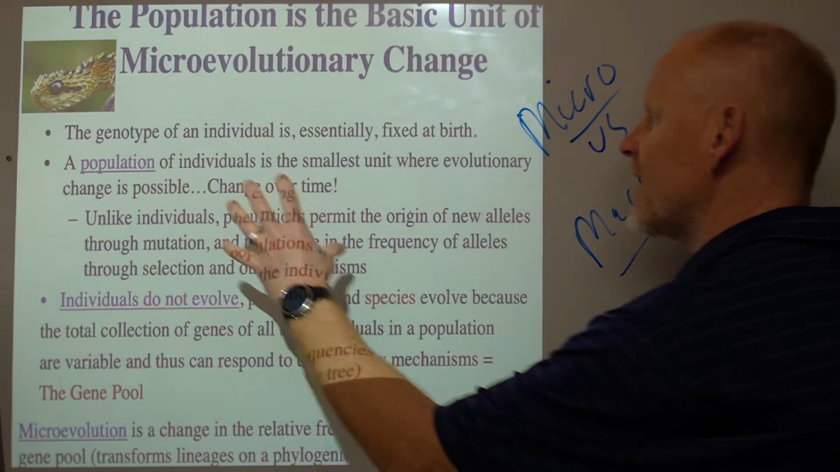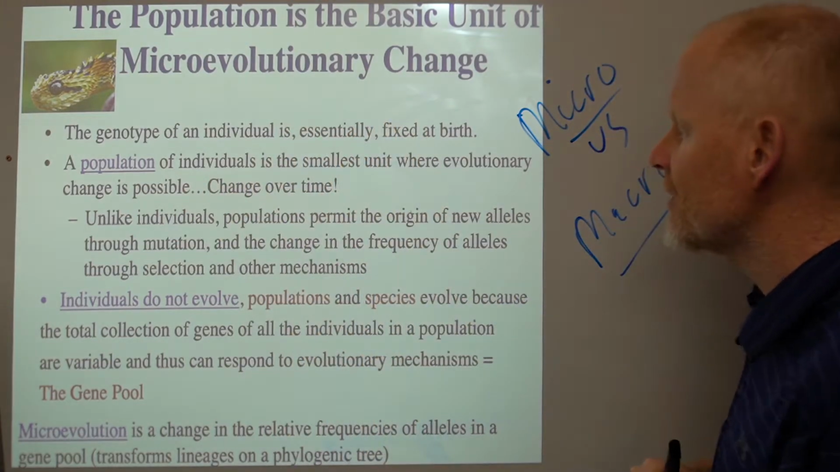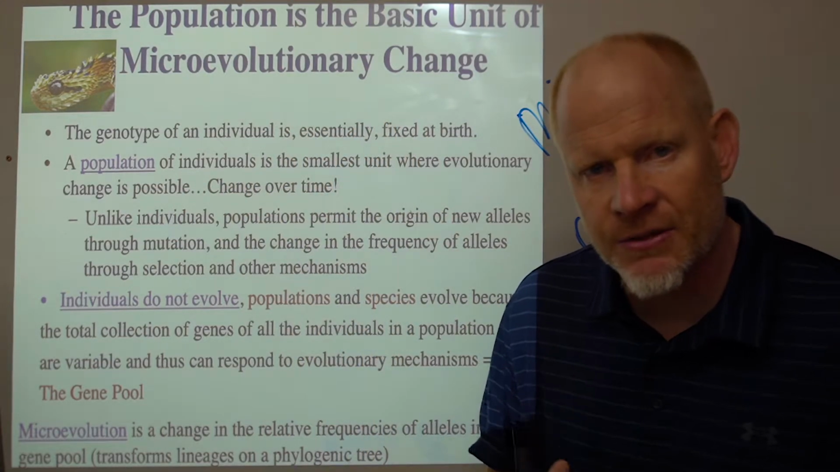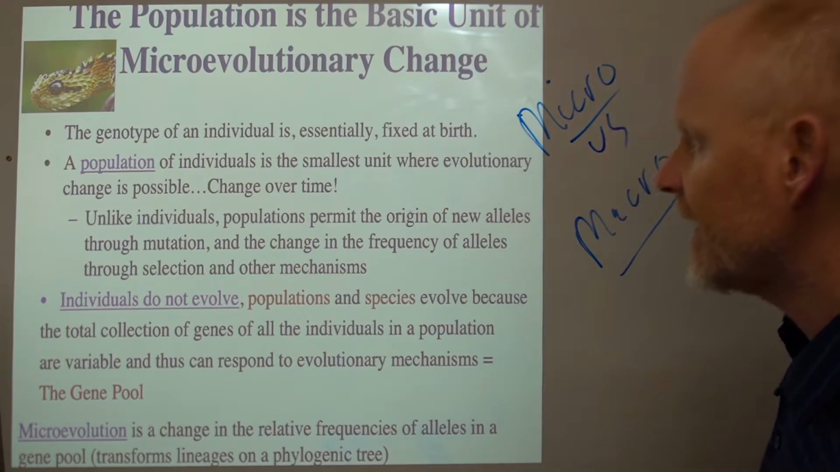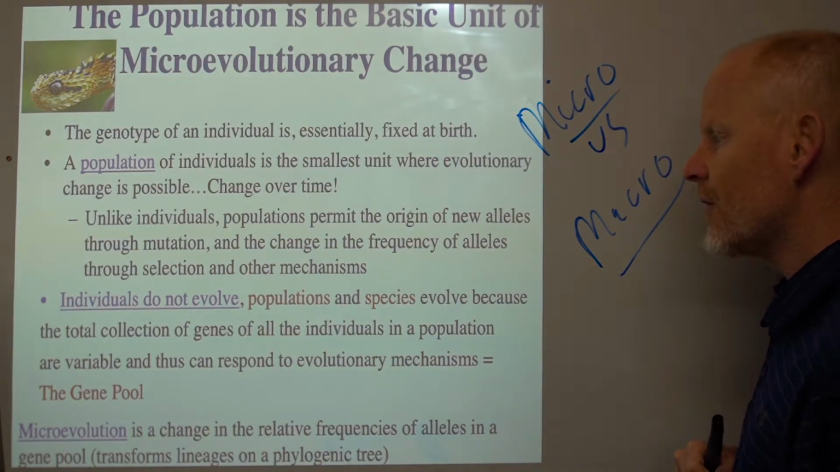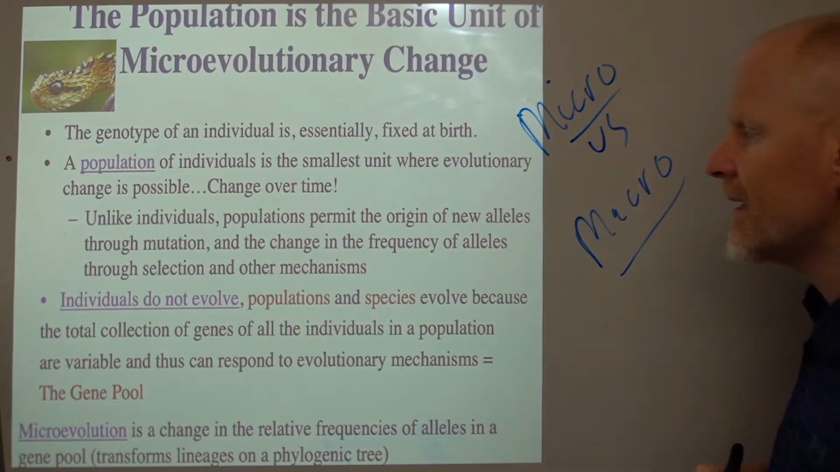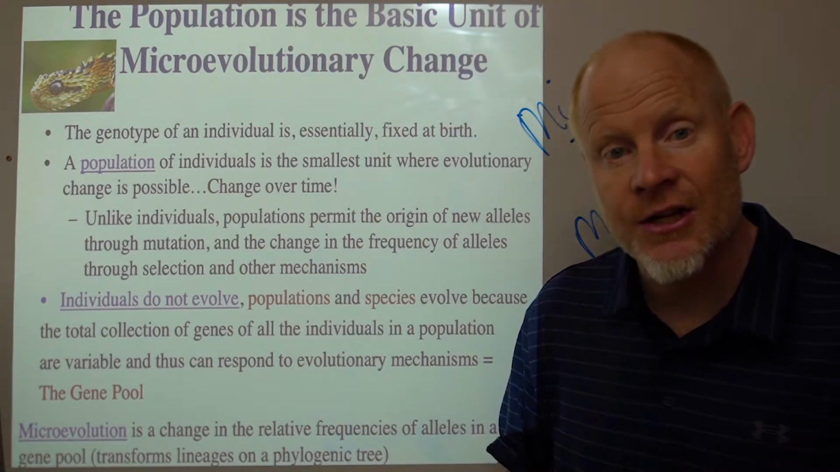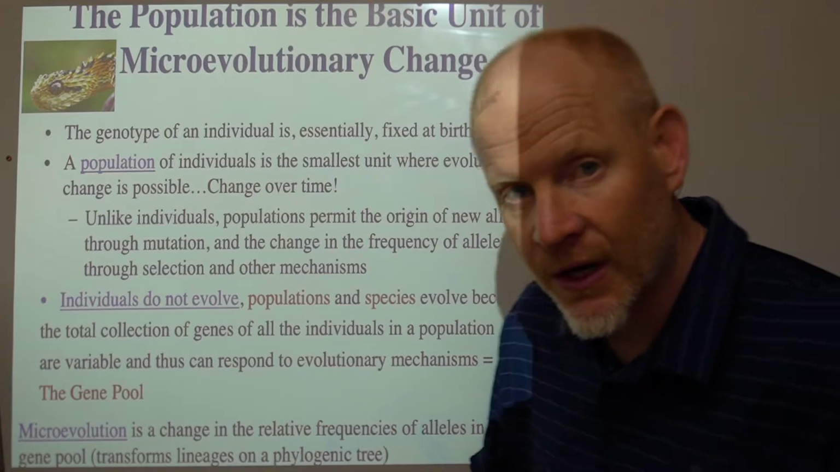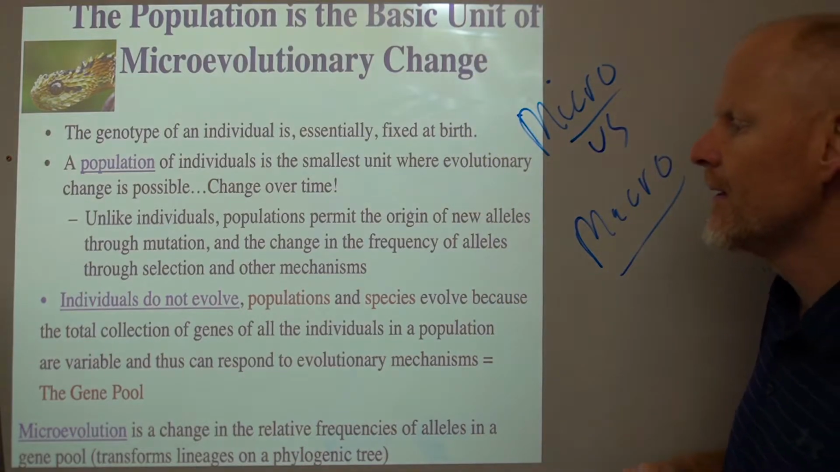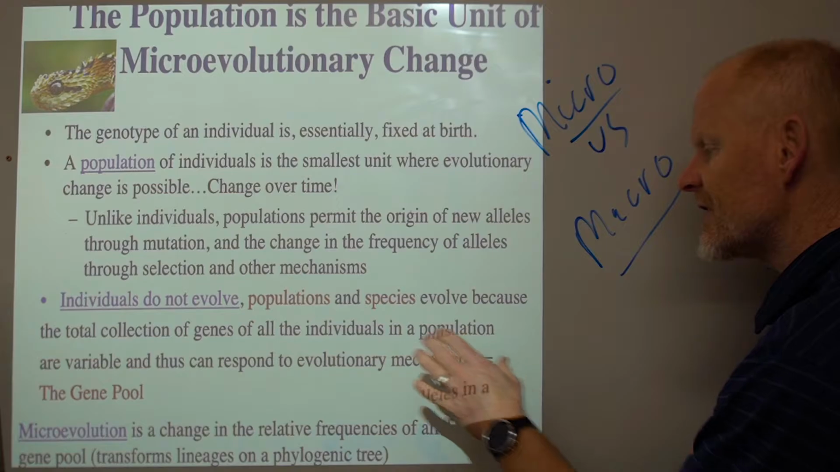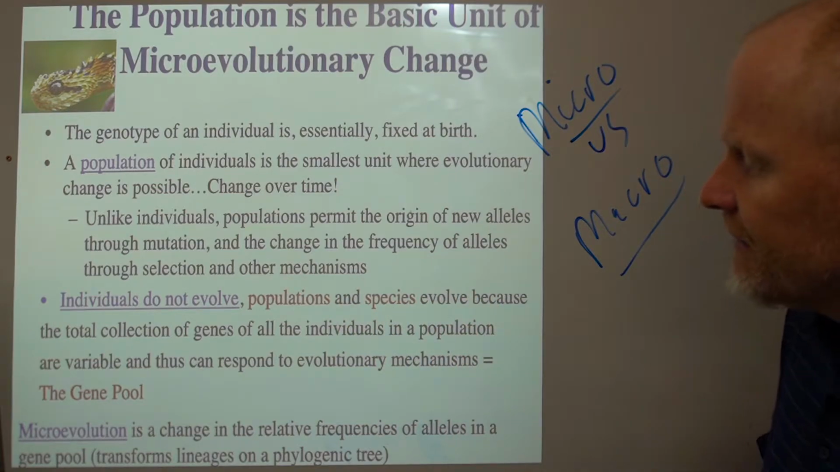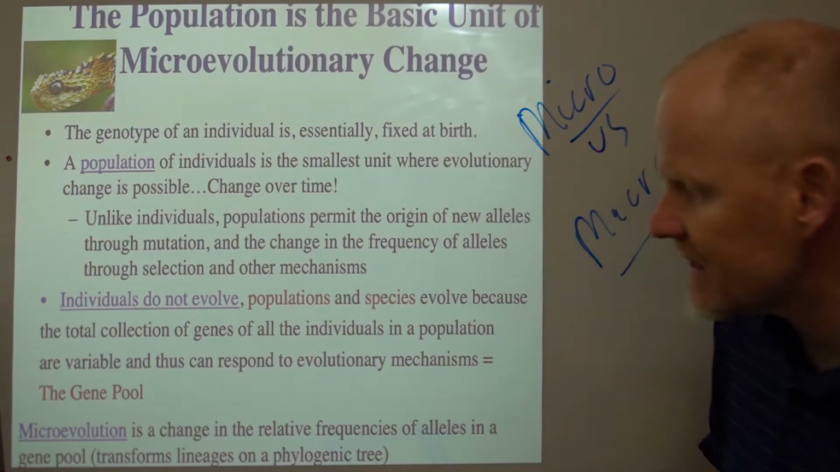So a population of individuals is the smallest unit of evolutionary change. It's the smallest unit that can undergo evolutionary change. And that change happens over time. So unlike individuals, populations can accumulate changes in alleles, which we call mutations, for example. So individuals don't evolve, populations and species do. We're going to define the difference between a population and a species in a minute.